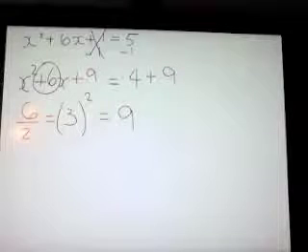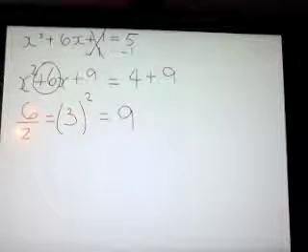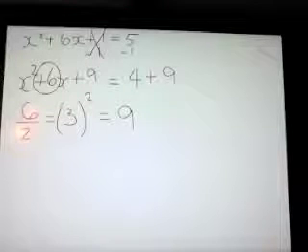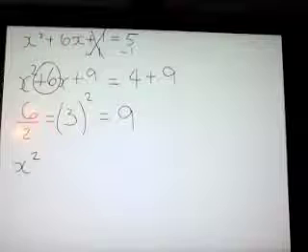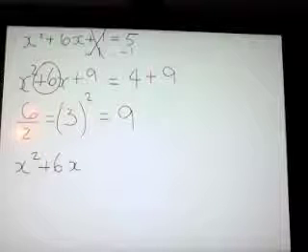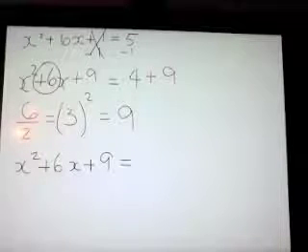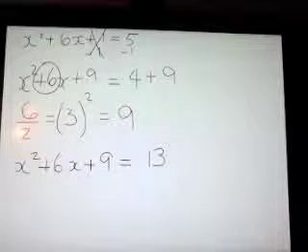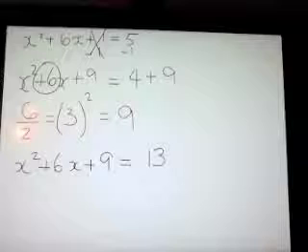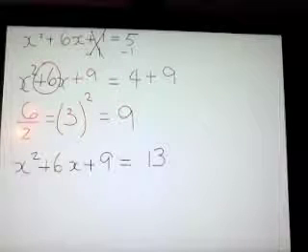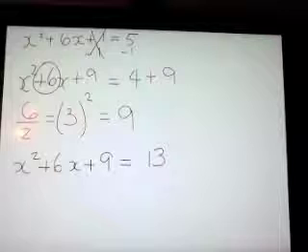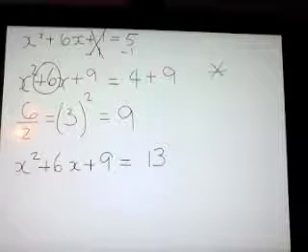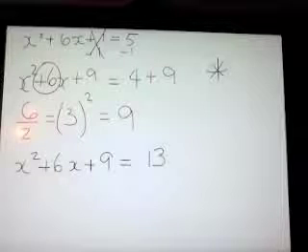So now I can rewrite our new polynomial as x squared plus 6x plus 9 equals 13. Now do not move the 9 back over, because what that does is it takes you back to the original problem, or it takes you back to the previous step, and that's not what you want.